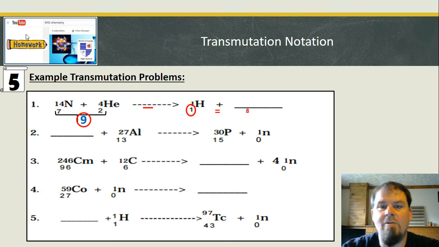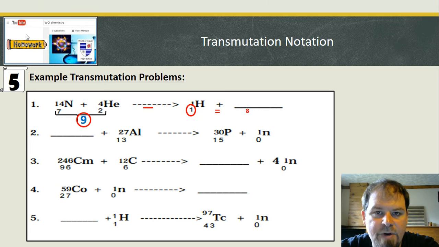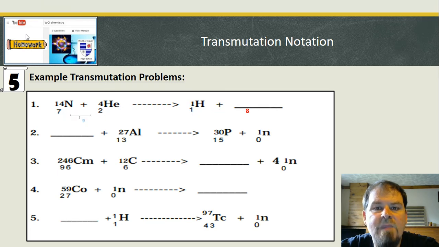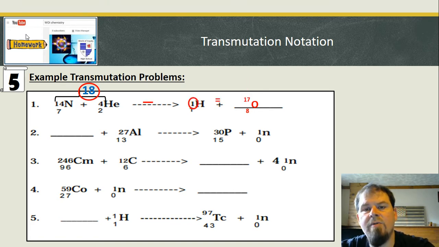I could conversely go backwards and say 8 plus 1 equals 9, putting an X in for the unknown to figure out that it's 8. Or I could go the opposite way and subtract. So I know it's 8. The periodic table tells me 8 protons is oxygen. Then I do the same with the top: 14 and 4 is 18. 18 minus 1 is 17. So notice this is an isotope of oxygen.